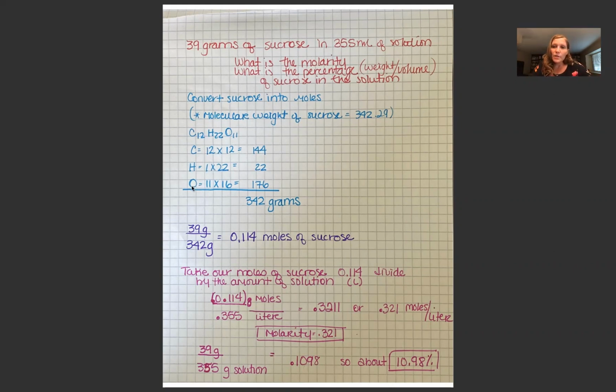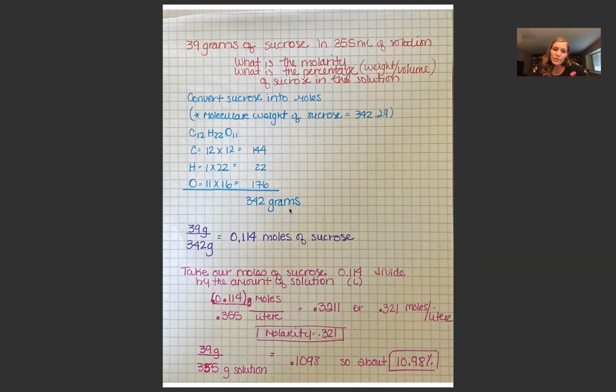Oxygen, if you look on the periodic table, is 15.999. So we're going to round it to 16. And so we have 11 of them. And so we are taking 11 atoms times 16, which is the molecular weight for each, and we get 176. So overall, our weight for sucrose is 342.29, or we're just going to leave it at 342 grams. Eventually it's Daltons, but we change it into grams to suit the purpose of this problem, right?